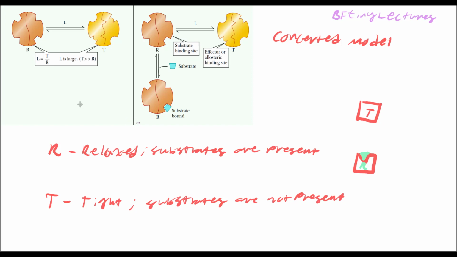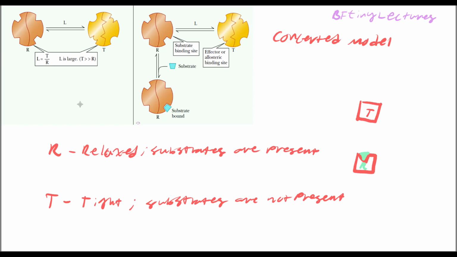But now, let's talk about what makes it concerted. So normally in a system, let's say that we start a reaction. Well, we have a system that is new, so there are no substrates within the system yet. So all the enzymes in the system are in the T state. They're tight, they're sleeping, they don't want to do anything.